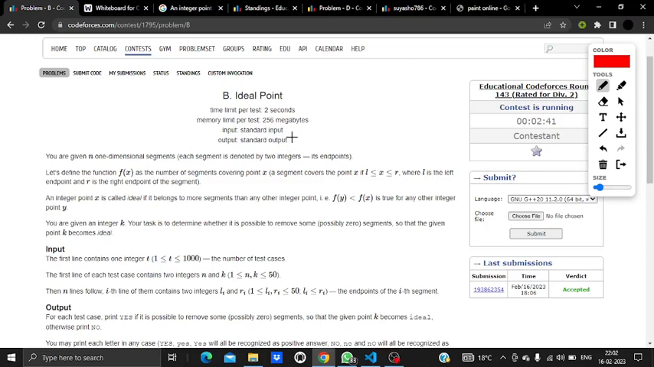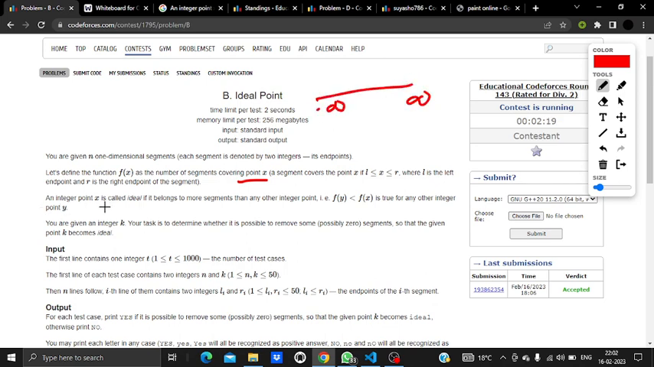Today we are going to discuss question B, Ideal Point, from Educational Codeforces Round 143. In this question, you are given n one-dimensional segments and a function f(x), the number of segments covering point x. The segments are given in the form L to R on the 1D real number line, from minus infinity to infinity.